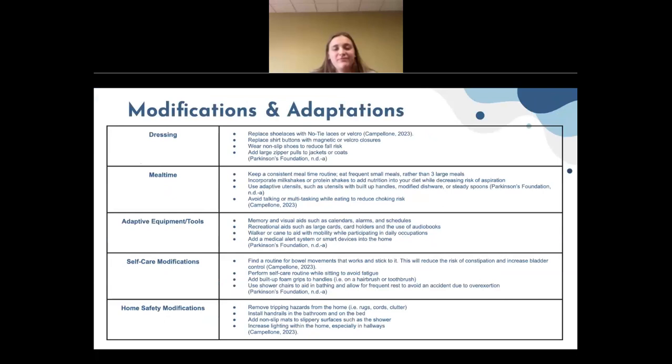So now we're going to look at modifications and adaptations for individuals with Parkinson's disease. There are 5 main areas that we wanted to address. The first one being dressing, and we have mealtime, adaptive equipment and tools, self-care modifications, and then home safety modifications.